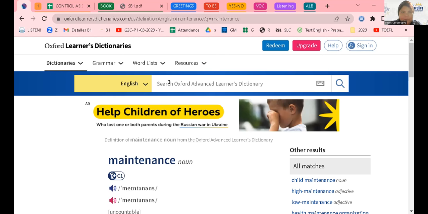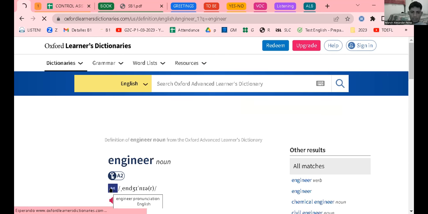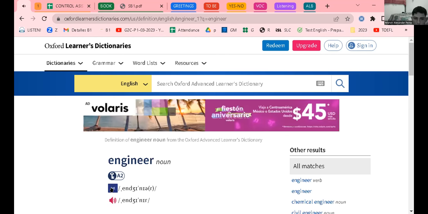Maintenance. Ahora la otra que vamos a investigar, ¿cuál era? Engineer. Okay, ahora escuchamos la americana. Es más pronunciada la I al principio, ¿verdad? La I.